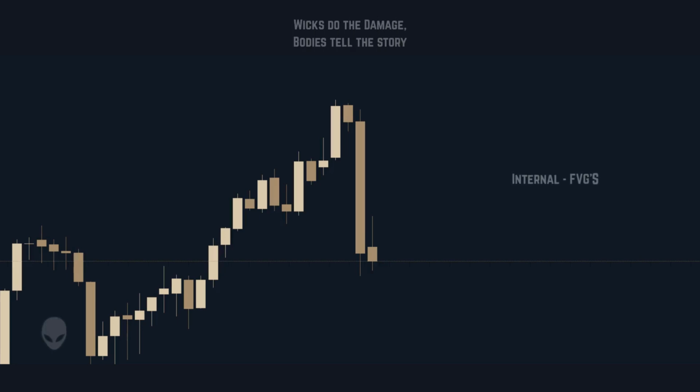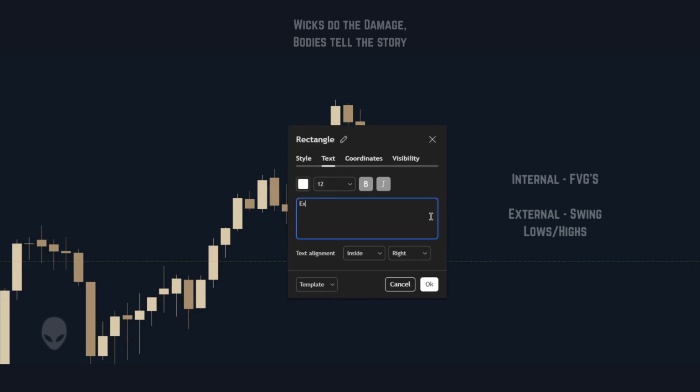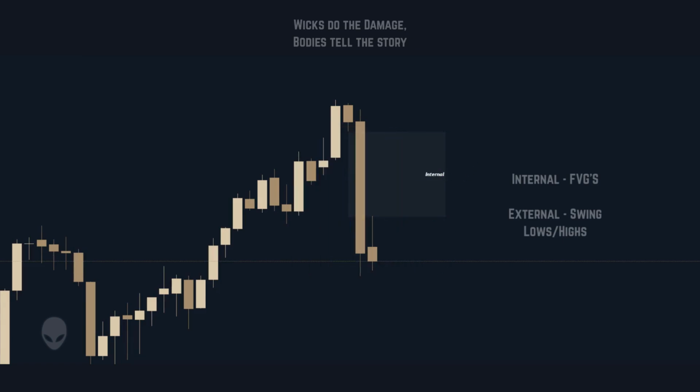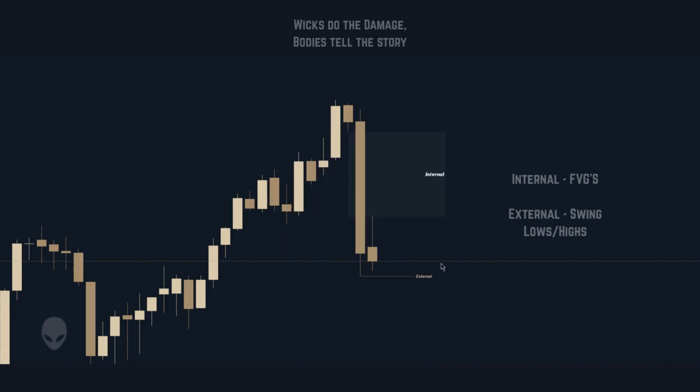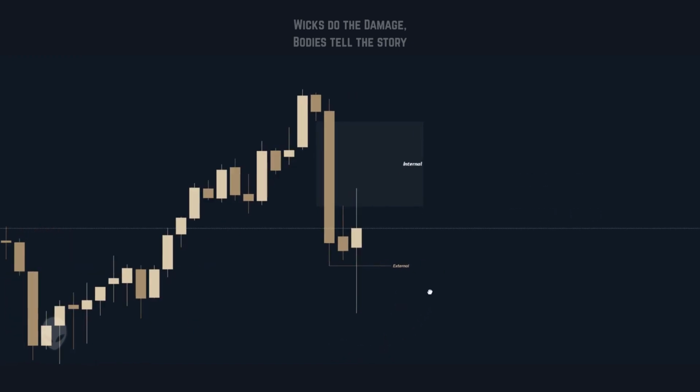All right, so here we're going to be marking out internal and external liquidity on the daily chart. The reason for this is so that we can mark out what type of liquidity has been taken and where price is most likely to head, depending on what type of liquidity is taken. So we have external and internal liquidity, external being swing highs and swing lows, and then internal being fair value gaps. So this candle right here ends up taking both internal and external.